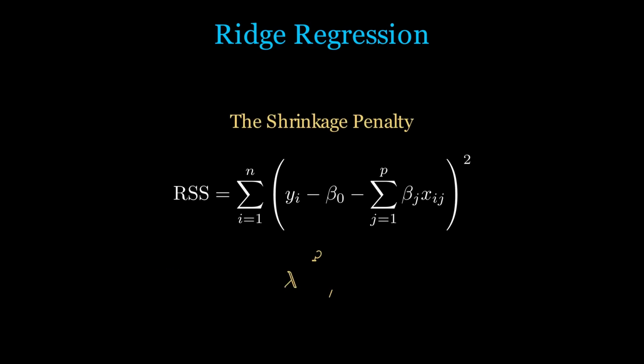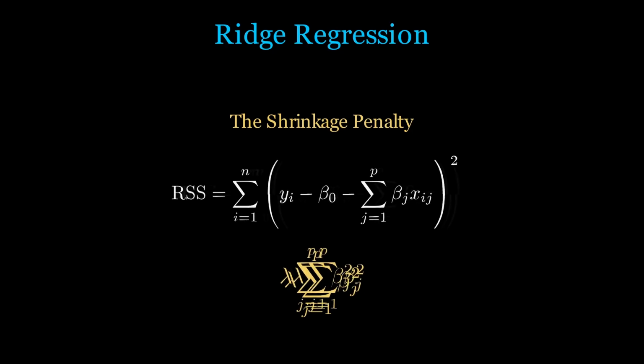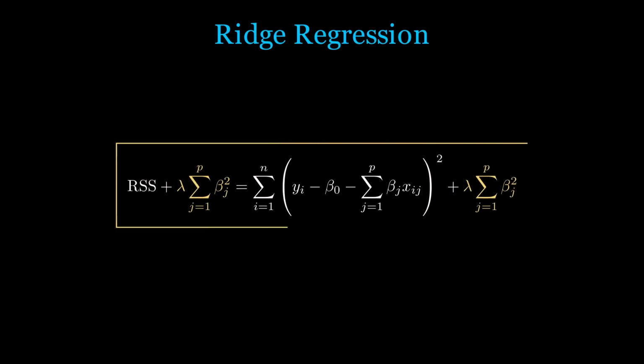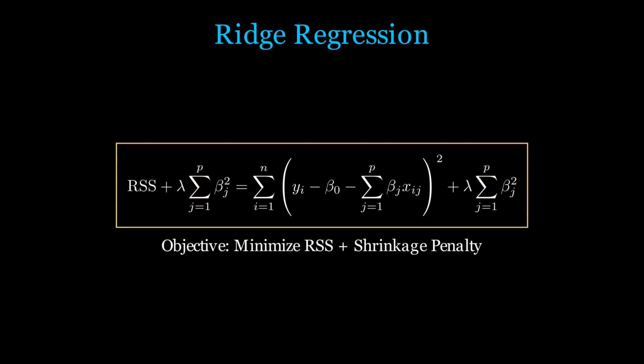Ridge regression addresses this problem by adding a penalty term to the loss function. This penalty, lambda times the sum of the squared coefficients, is called the shrinkage penalty. It constrains the size of the coefficients, reducing their variance and preventing overfitting. The ridge regression coefficients are now obtained by minimizing the RSS plus the shrinkage penalty.